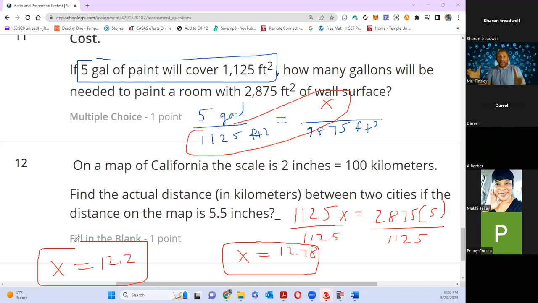If it's asking you for gallons of paint, when you reach 12 gallons, you don't have enough paint. You still need 0.2 worth of paint. So you need to buy the next gallon, 13. So if it's 12.2 or 12.78, how many gallons would you need? 13 gallons of paint. Everybody understand that? Yeah, I understand.